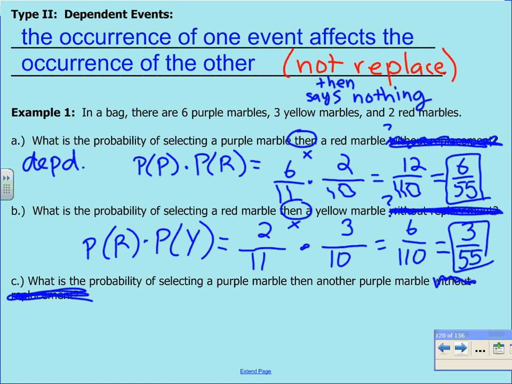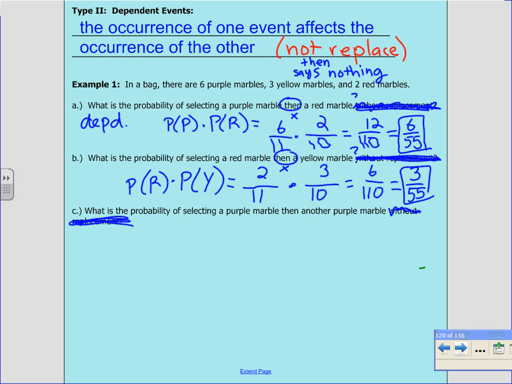Okay, letter C. This one's probably the most difficult that it will get. What is the probability of selecting a purple marble, then another purple marble, and it won't say the next part. So what's the probability of selecting purple, then another purple? Why is this dependent? Can you explain that first? Emma M., why is it dependent? Good, doesn't say anything about replacing it. Okay, so probability of purple times probability of purple.